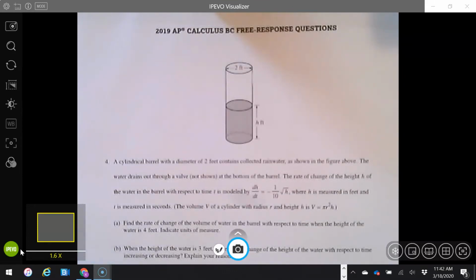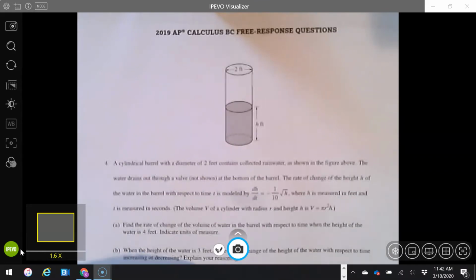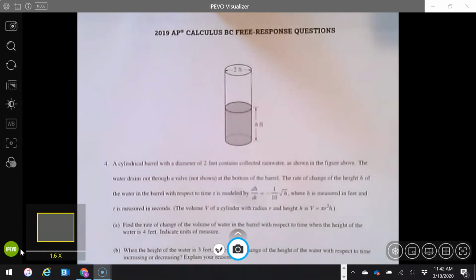Here we go. A cylindrical barrel with a diameter of 2 feet contains collected rainwater as shown in the figure above. The water drains out through a valve not shown at the bottom of the barrel. The rate of change of the height h of the water in the barrel with respect to time t is modeled by dh/dt equals -1/10 times the square root of h, where h is measured in feet and t is measured in seconds. The volume V of a cylinder with radius r and height h is V equals pi r squared h. All right, they just gave us a ton of information, so let's make sure we read that again.